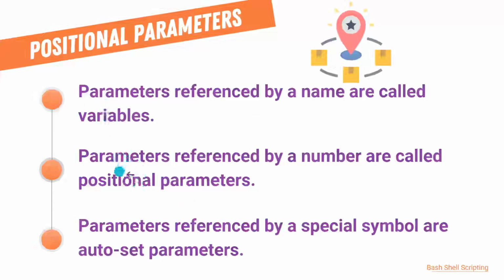Those referenced by a number are called positional parameters and reflect the arguments given to the script. Parameters referenced by a special symbol are auto-set parameters that have different special meanings and uses. You can think of a variable as a parameter denoted by a name. Now, returning to the script's arguments, they are stored in positional parameters denoted by one or more digits.